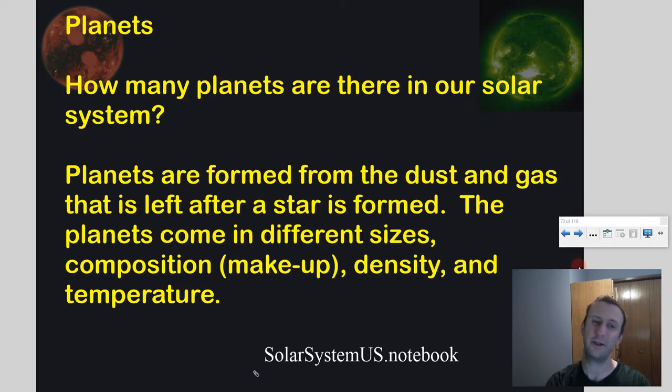All right, planets. How many planets are there in our solar system? Well, there's 8 currently, but as you heard on that podcast, we are maybe going to find more as scientists look at gravity and how things move in the outer reaches of our solar system. Planets are formed from the dust and gas that is left after a star is formed. The planets come in different sizes, composition or makeup, density, and temperature, as you know.